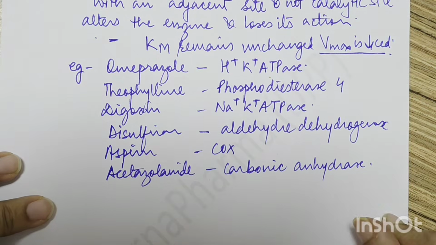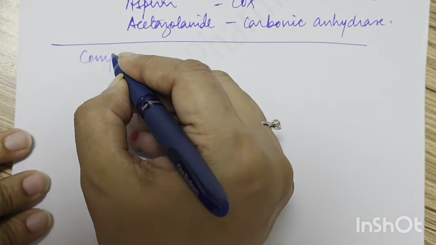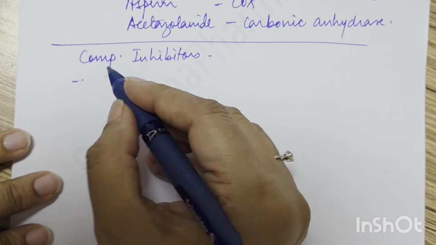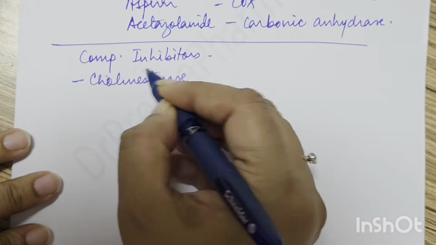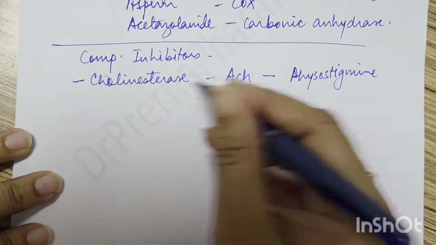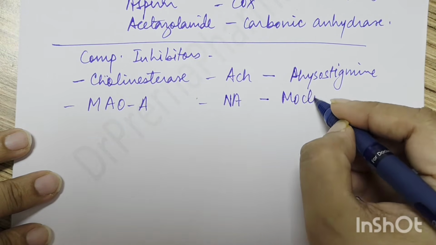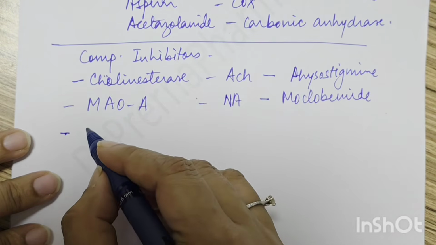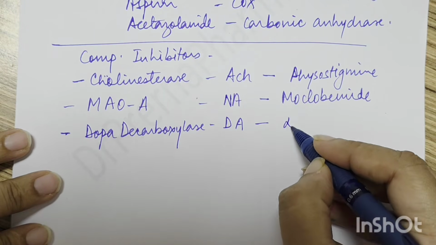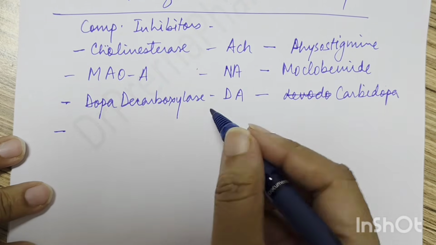Now coming to, let's see the competitive inhibitors also. Now what are the competitive inhibitors? We have cholinesterase as the enzyme, the substrate is acetylcholine, and the inhibitors are physostigmine and neostigmine, which are cholinesterase inhibitors. Then MAO-A enzyme, the substrate is catecholamine, noradrenaline, and the inhibitor is moclobemide. Then dopa decarboxylase enzyme, the substrate is dopamine, and the drug is levodopa. Sorry, the drug is carbidopa. The substrate is levodopa here.